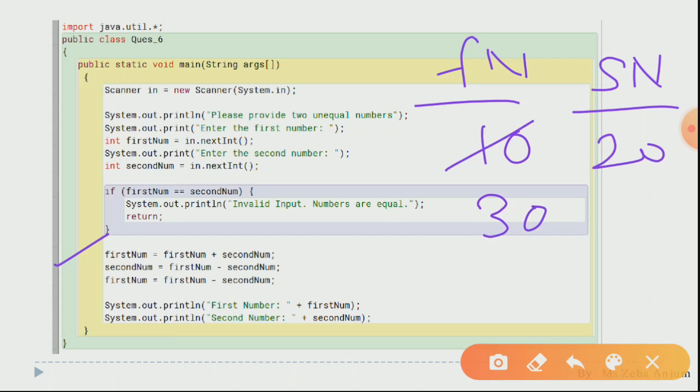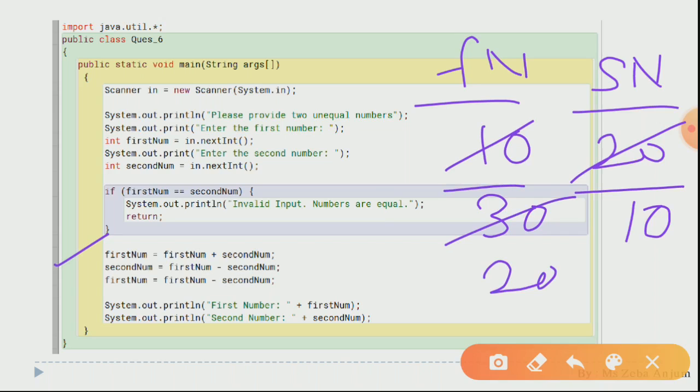For the second number, it is going to print first number minus second number. So first number is 30, second number is 20, 30 minus 20 gives you 10. Now regarding the first number, it is going to give you first number minus second number. So 30 minus 10, you will get 20. Initially we had 10 and 20 as our values. Now the values got swapped, we have 20 and 10. So this is how you do swapping without using a third variable, and using these two lines you directly print the output on the screen.